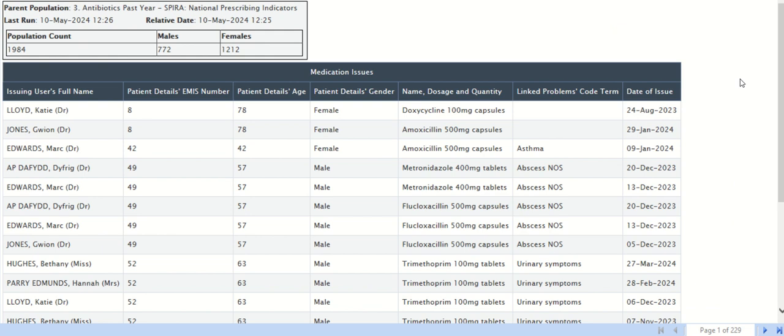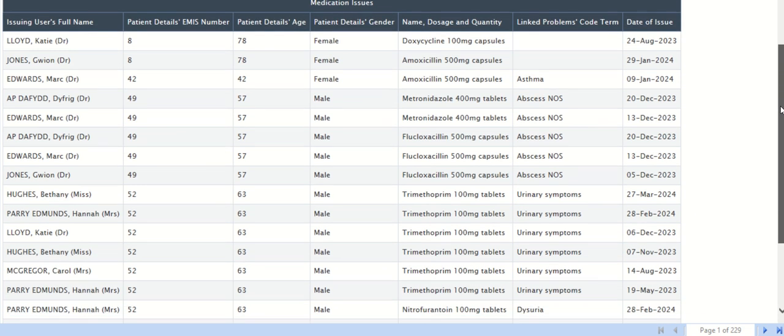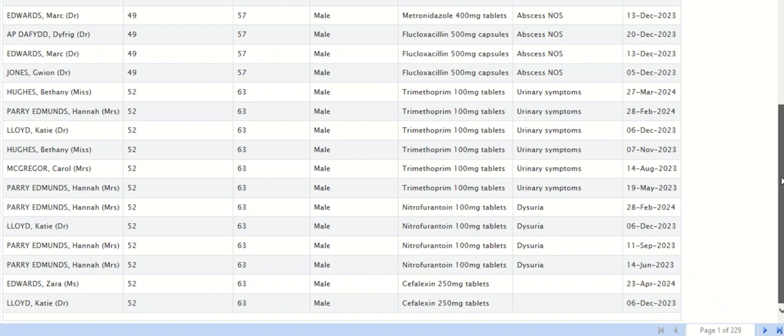There's nothing potentially identifiable, but the thing it'll show you is who's issuing what and for what, and you can export that and play with that in Excel. It gives you an idea of who is the highest prescribers, etc.